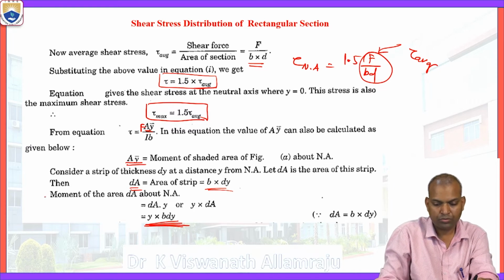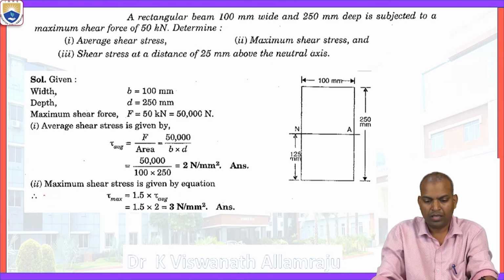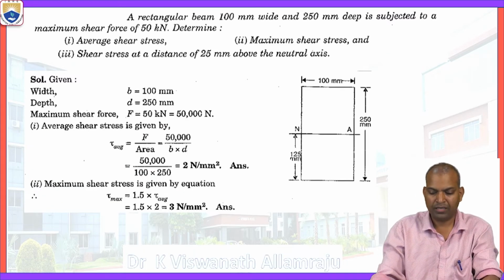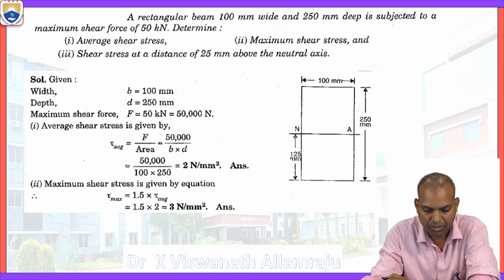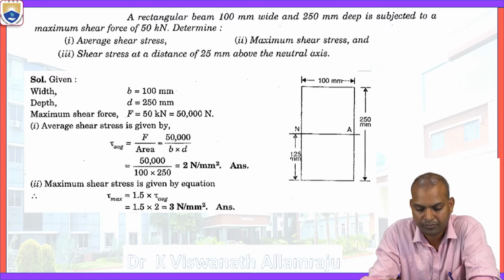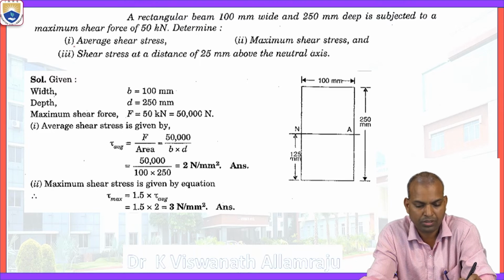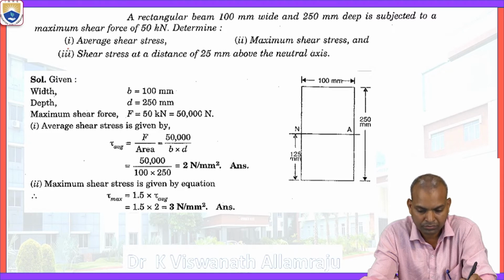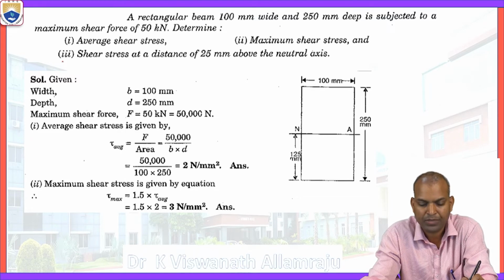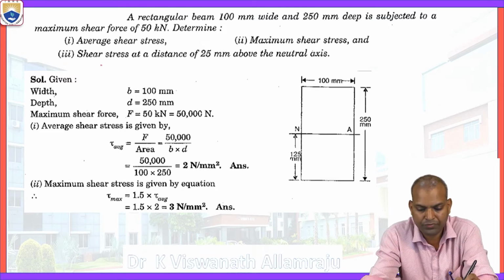Now let us see how to apply this derived formula in problems. A rectangular beam 100 millimeters wide and 250 millimeters deep is subjected to a maximum shear force of 50 kilonewtons. Determine: 1, the average shear stress; 2, the maximum shear stress; and 3, the shear stress at a distance of 25 millimeters above the neutral axis.